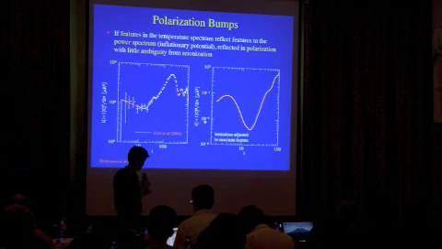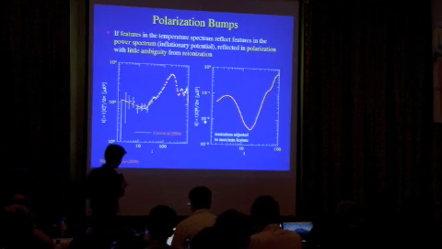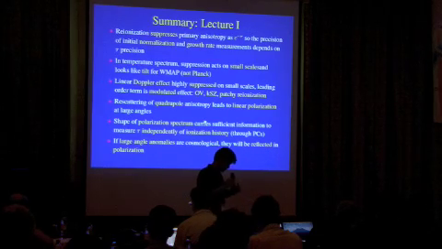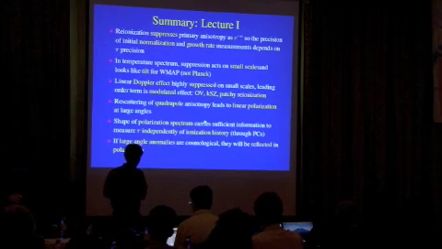It's hard to mask features in the polarization field unless you have really bizarre things going on at very high redshift in reionization. All right, so here's the summary of the first lecture.